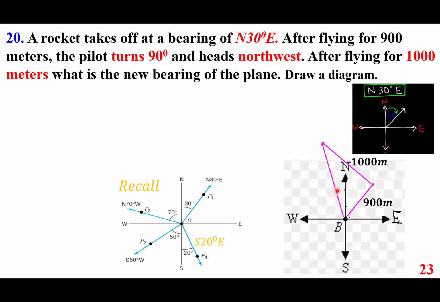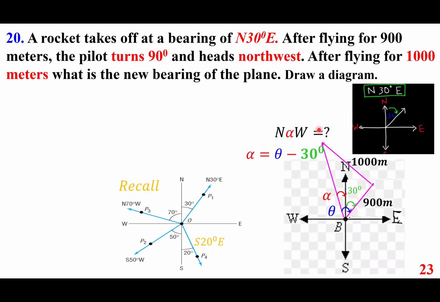This side is west. We need this angle. In other words, if this is alpha, north alpha west. So what do we do? It's very simple. We find this angle. We know this is 30 degrees. So alpha is this blue angle, theta minus 30 degrees. So all we have to find is theta. And it's easy to find.